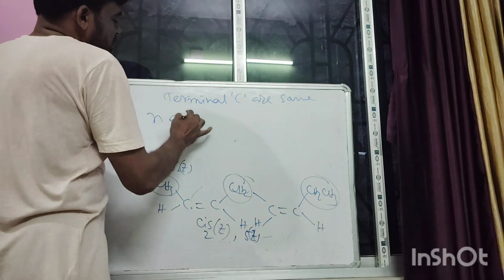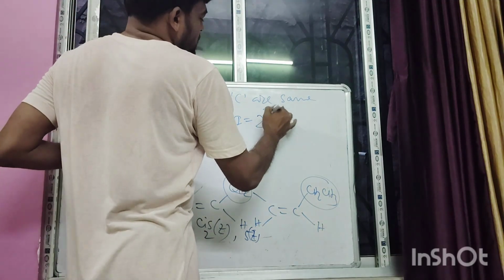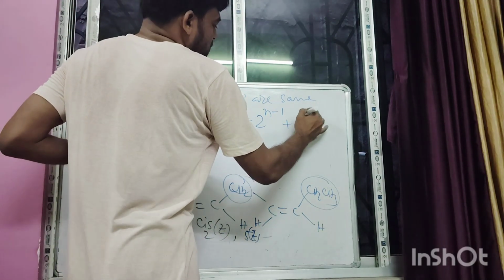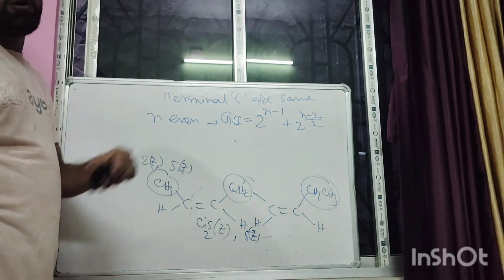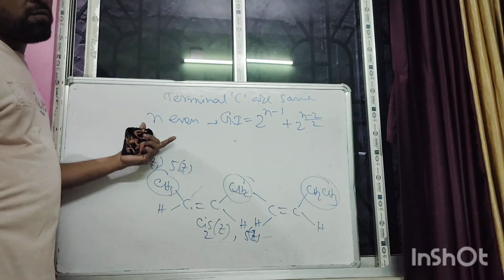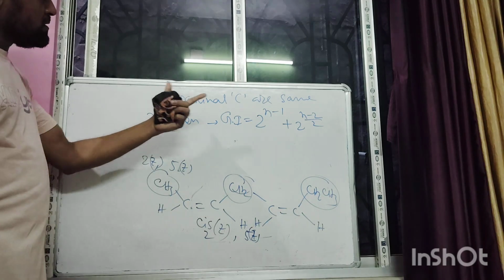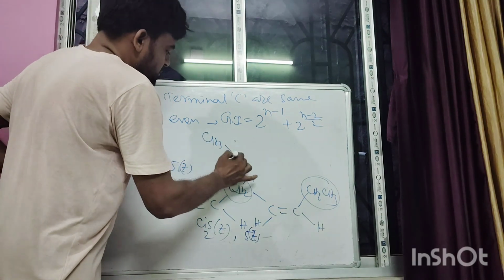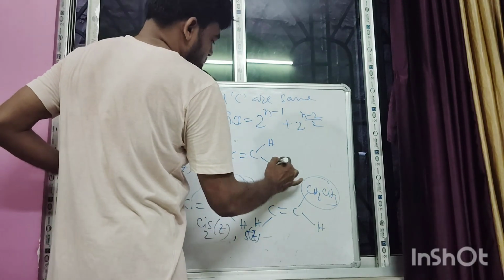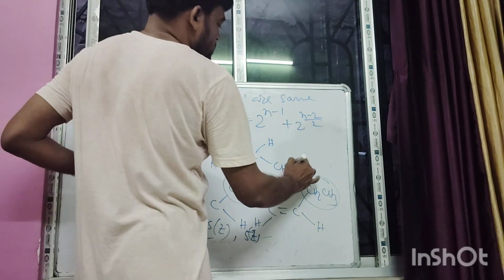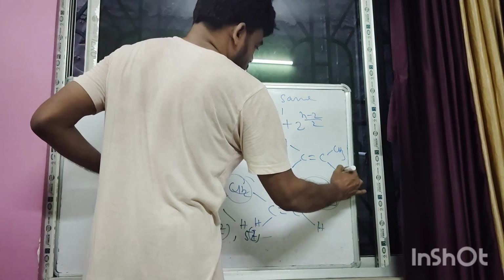If n is even, the number of geometrical isomers is 2 to the power n minus 1 plus 2 to the power n minus 2 by 2. Such as one example where n is even and the terminals are the same. The example is CH3 CH double bond CH CH2 CH double bond CH CH3.